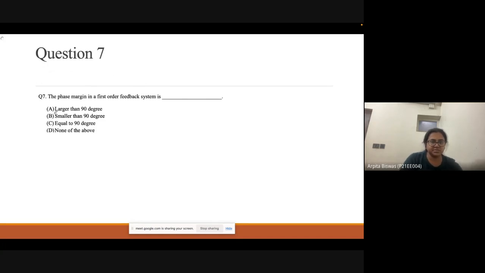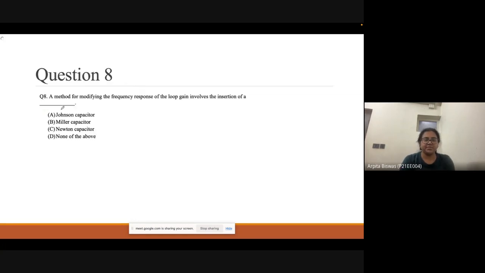So what is the right answer for question number 7? The phase margin in a first order feedback system is larger than 90-degree. So option A is the right answer.